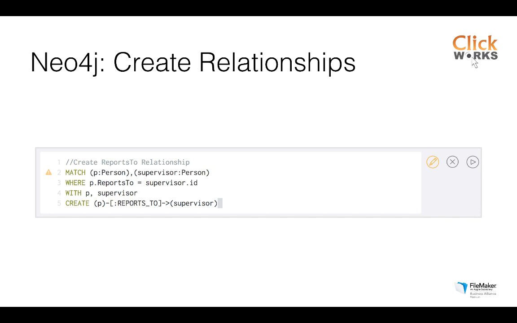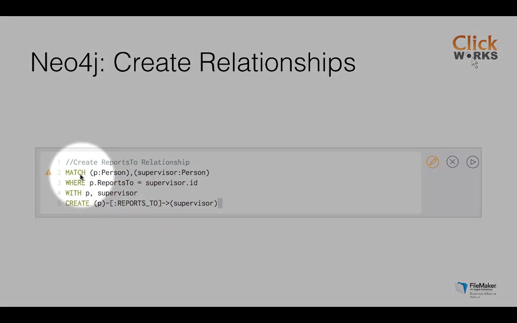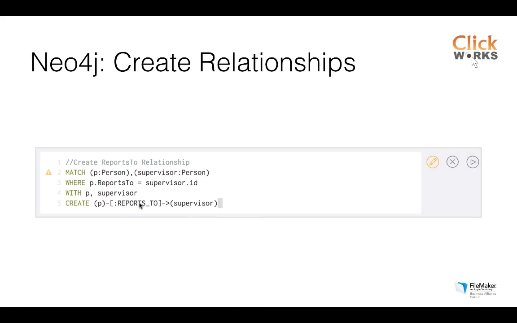So what is happening here in line number two? I'm matching two nodes of type person. I call the one p and the other supervisor. And then with this WHERE clause, I'm matching nodes where the reports-to key matches the primary key of another node that I call supervisor. And with these two nodes, p and supervisor, I create a real native Neo4j relationship, a REPORTS_TO relationship. So this is step two.